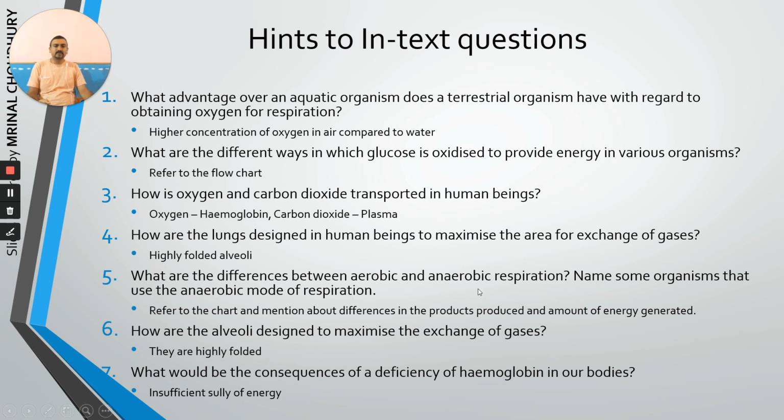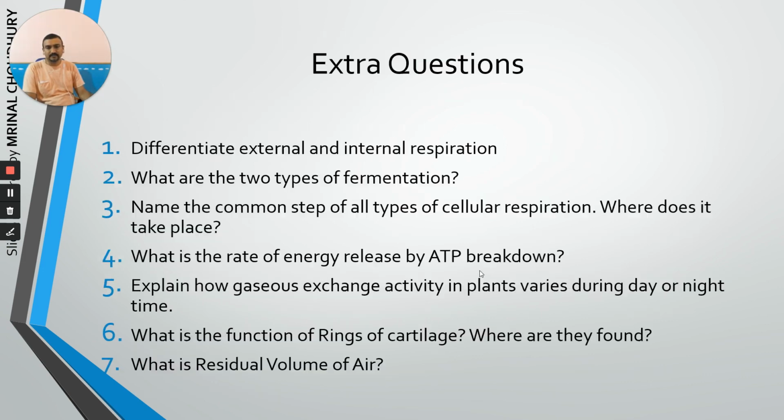What are the differences between aerobic and anaerobic respiration? The difference in terms of the products produced and the amount of energy evolved, with examples you have to explain. How are alveoli designed to maximize exchange of gases? That is again the same question as discussed before. What would be the consequence of deficiency of hemoglobin in our bodies? So think, if there is less hemoglobin, there will be insufficient supply of oxygen. Correct?